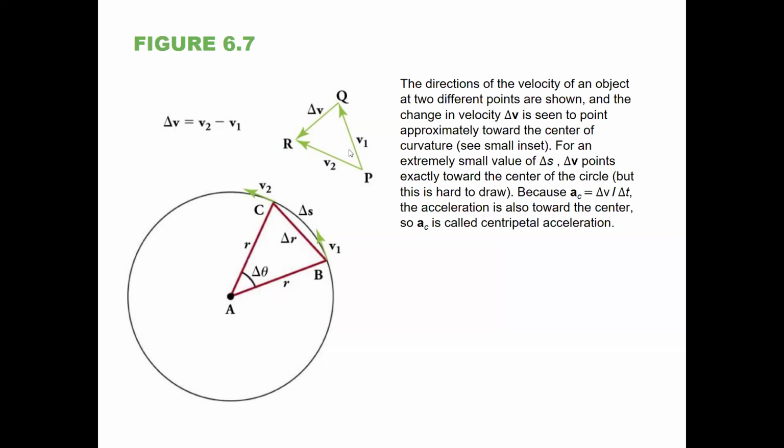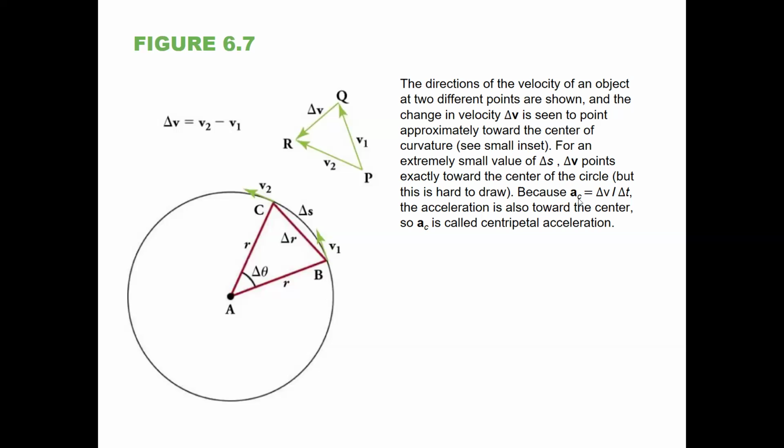So the net velocity is always going to be the sum of the two velocities that are adding up. At this point B, my velocity is pointing in this direction. At this point C, my velocity is going to point in that direction. If I add them together, the net velocity is always going to be pointing to the center, leading to a centripetal acceleration, accelerating towards the center.